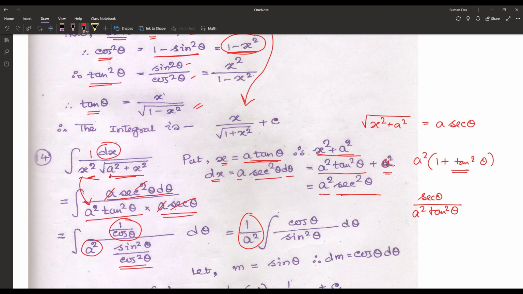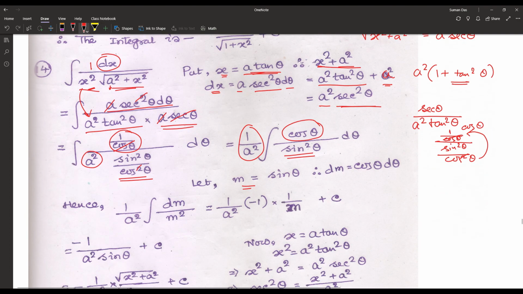If we once again cancel one cos theta, the numerator becomes cos theta, and the denominator is sin square theta by cos square theta. So one cos theta has been crossed out, and that becomes cos theta here. So we get 1 by a square, cos theta divided by sin square theta. Now if we put m equal to sin theta, then dm is equal to cos theta d theta.